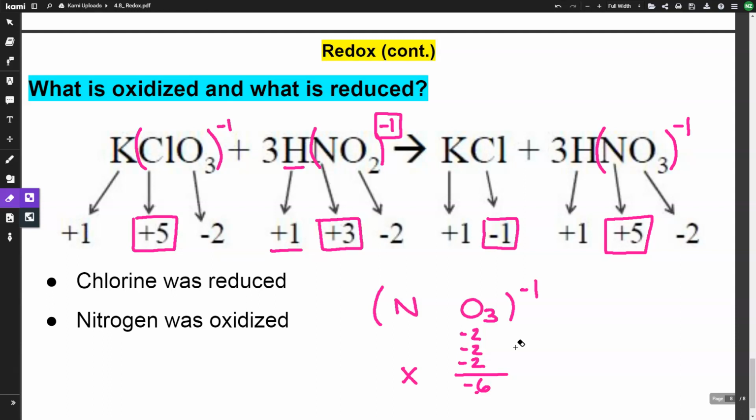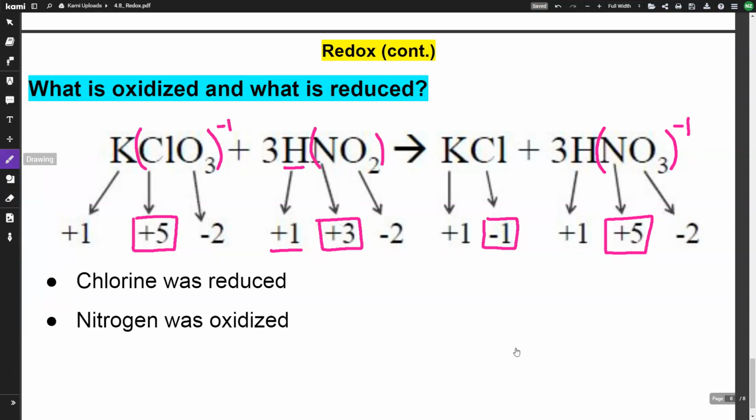Okay, so oxidation numbers are a little tricky. There's a lot going on. There's a lot of rules. This is just kind of a crash course in oxidation numbers. But let's take a look at what happened here. We're going to look at each individual piece. Let's start with potassium. Potassium goes from +1 to +1. No change here. Nothing happens.